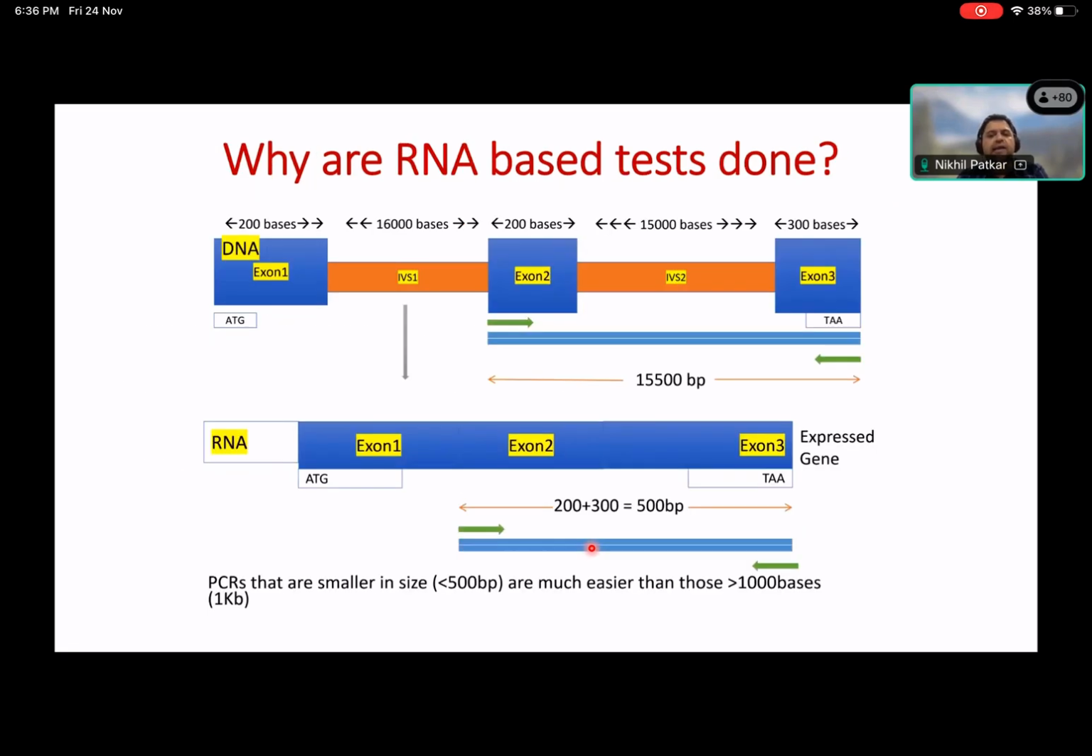Which brings us to the question, why does one do RNA-based tests? So if you look at the distance between two exons that is there in a hypothetical gene, typically these exons are separated by thousands of bases between introns. And if you were to amplify this particular region of the genome, you would end up needing to amplify a very large region, which is here. If you were to work on RNA alone, it becomes a very small PCR test, which is hardly 500 bases, and PCRs which are smaller in size are very easy to perform, as can be seen here.